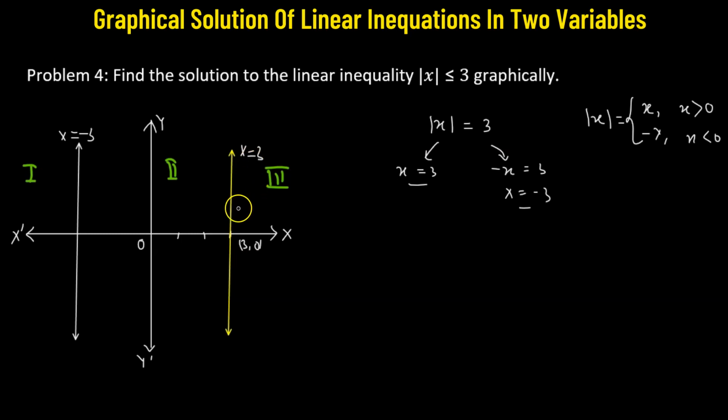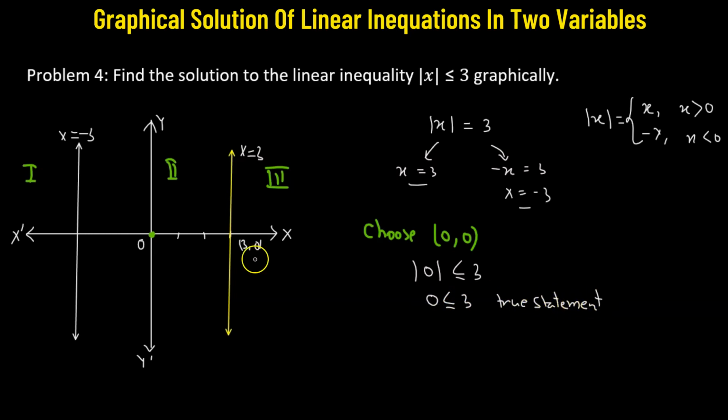So let's begin. First, we'll choose the origin, the point (0, 0), and substitute it into our given inequality. We know that the absolute value of 0 is always 0. So we have 0 less than or equal to 3. This is a true statement.